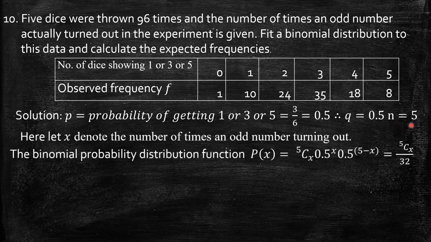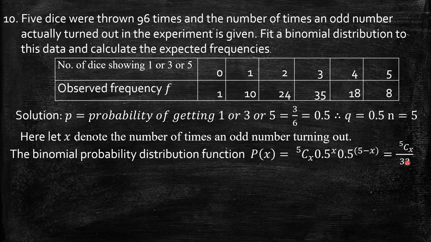So I can now build the probability function, where x denotes the number of times an odd number turns out. The binomial probability distribution function P of x is nCx p to the power x q to the power n minus x, which now becomes 5Cx 0.5 to the power x 0.5 to the power 5 minus x, which I can simplify to 1 by 2 to the power 5, that is 1 by 32. So I get 5Cx by 32.